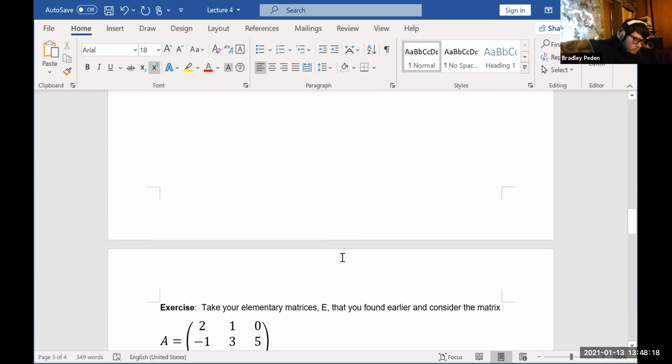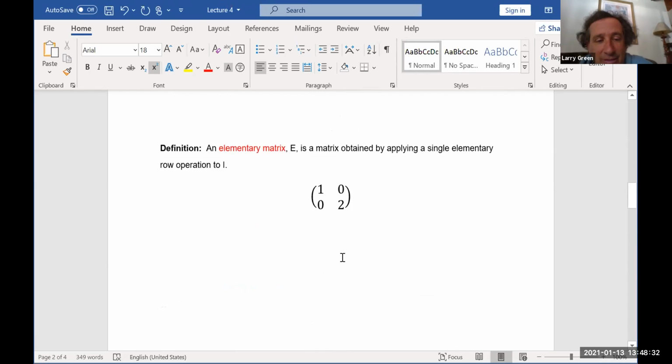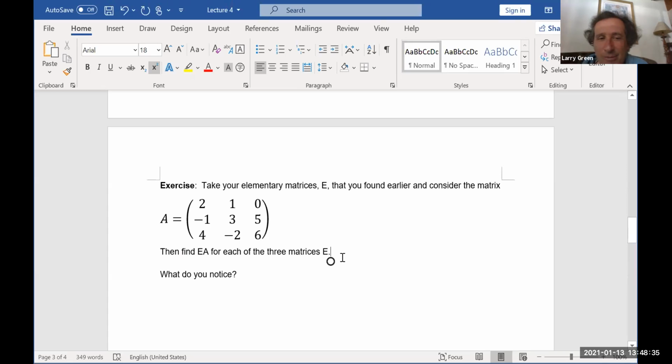Okay, and then the third one, if you replaced a row of the identity with the sum of the row plus a multiple of another row, and got an elementary matrix, call it E3. Take that E3 and multiply it by A, what happens? If you did everything right, what's the result?